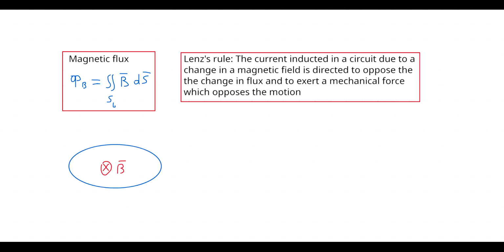It means that inductive current will occur. But there may be two directions, this and this. Which direction will be correct? Which direction should we choose in this situation for inducted current?